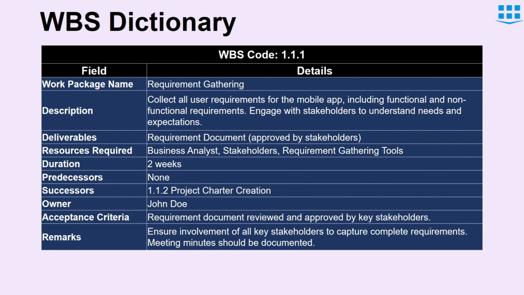On the top, we have the WBS code. This code is the same as the identification number we gave to each element in the WBS, and we have used the same example of the WBS hierarchy here. So the name of the work package is requirement gathering. It has the description which elaborates what needs to be done to complete this work package. Then we have deliverables, resources required to complete this work package, the duration, then the predecessor of this activity if there is any. Here it is none. Then the successor of this activity, then the owner or responsible person for this WBS work package, and the acceptance criteria, and then the remarks related to this work package.